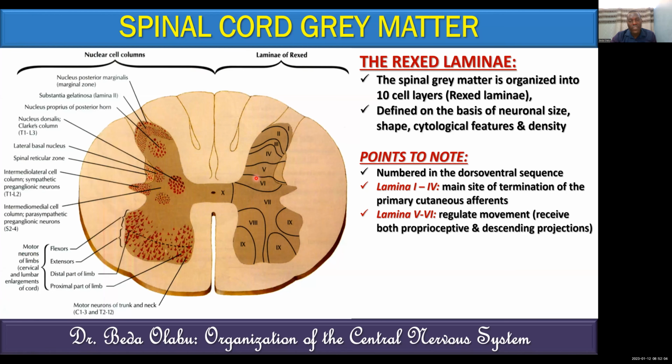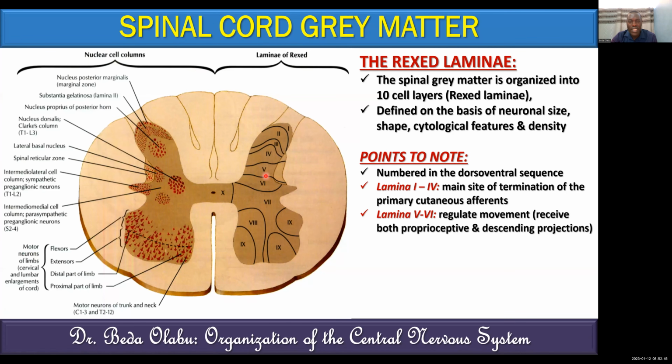This lamina 5 and 6, which represent the base of the dorsal horn, receives proprioceptive impulses. Proprioceptive impulses are impulses that determine position, the sense of position. It receives that, but in addition it also receives some descending motor projections from the cerebral cortex. We call that corticospinal.